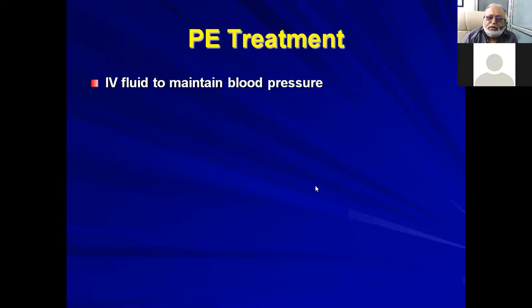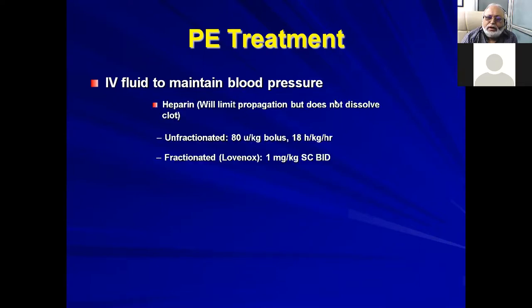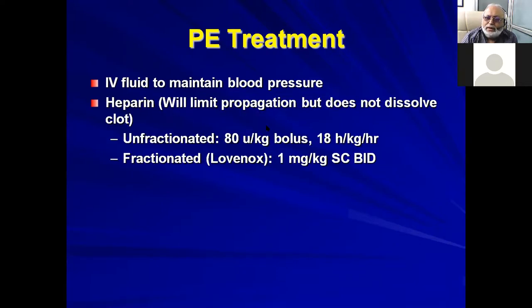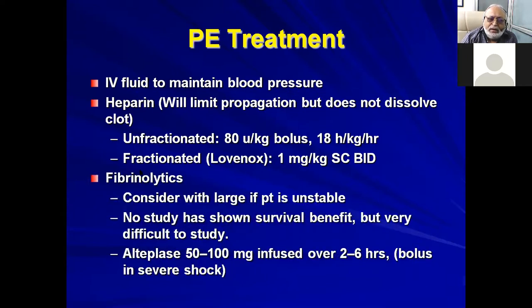The treatment of pulmonary embolism, you must give IV fluid to maintain blood pressure. Heparin, that is the low molecular weight heparin or maybe heparin directly, will limit propagation but does not dissolve the clot. You can give unfractionated 80 units per kg bolus and 18 units per kg per hour, or fractionated 1 milligram per kg subcutaneously twice daily.